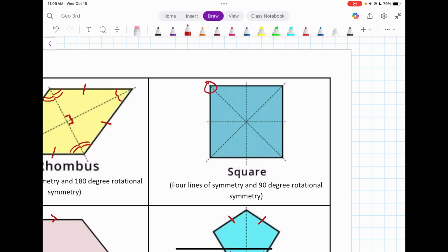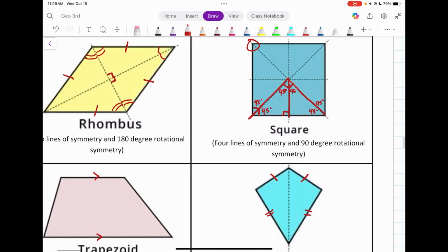In a square, we know that this is 90, and since this is a line of symmetry, it would cut it into two 45-degree angles. For the same reason, you have two 45-degree angles over here as well. The diagonals bisect each other, so you have a 45, 45, 90 special triangle here. This would split that 90-degree angle in half, so that's a 45 and a 45 as well. So you also have smaller 45, 45, 90s, and you can use your shortcuts there.